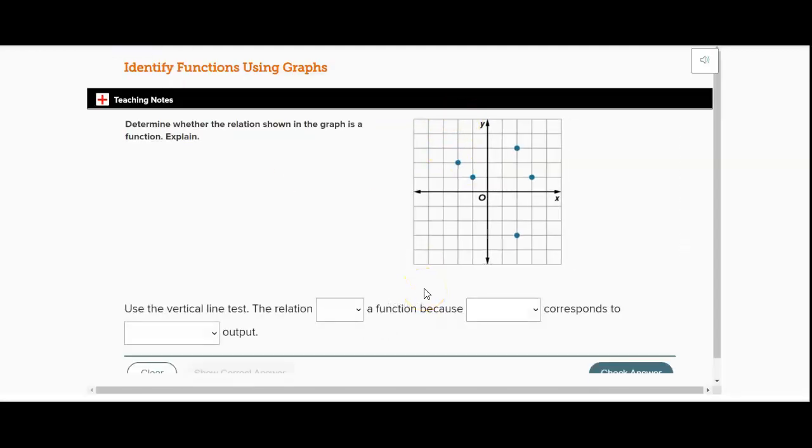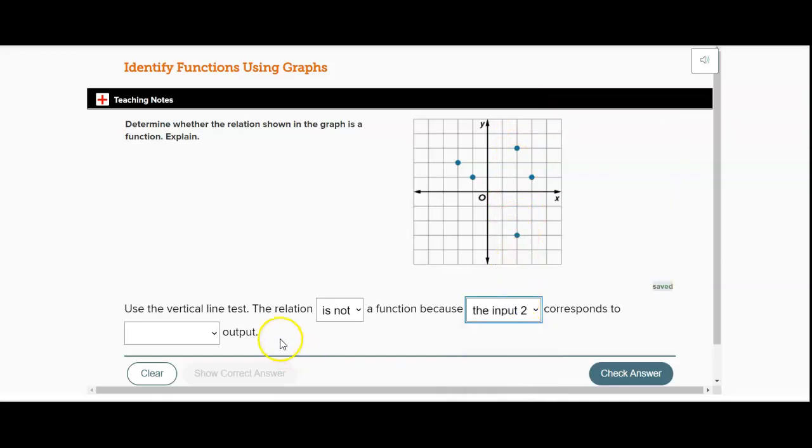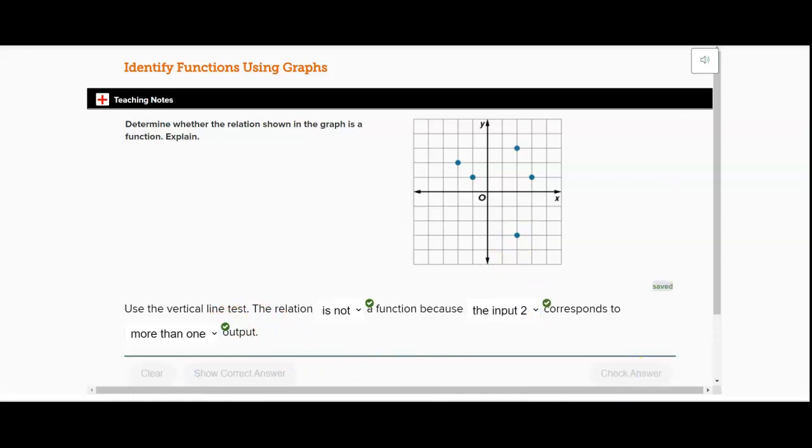Let's see. So if I were to draw a vertical line, then this graph is just these 5 points. If I were to draw vertical lines, would I touch more than one point? And if you look right here, if I draw a vertical line here, it would touch 2 points. So this relationship is not a function, because this would be the point (2, 3), and this would be the point (2, negative 3). So the input 2 corresponds to more than one output. So this one is not a function.